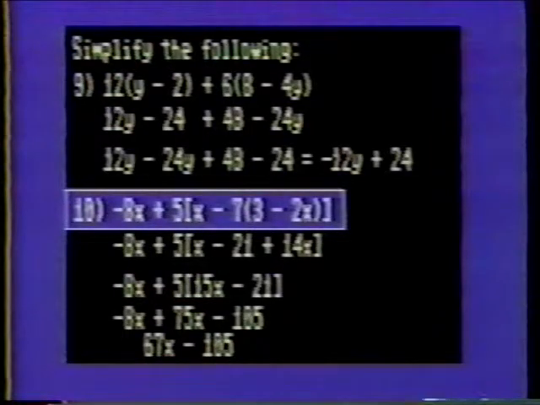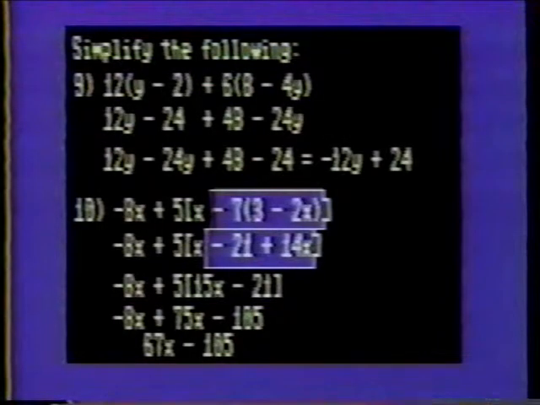Number 10. Negative 8x plus 5 times x minus 7 times 3 minus 2x. First, you must simplify the innermost items. Items within the parentheses 3 minus 2x cannot be further simplified. Our first real operation will be to multiply negative 7 by 3 minus 2x, which is negative 21 plus 14x.